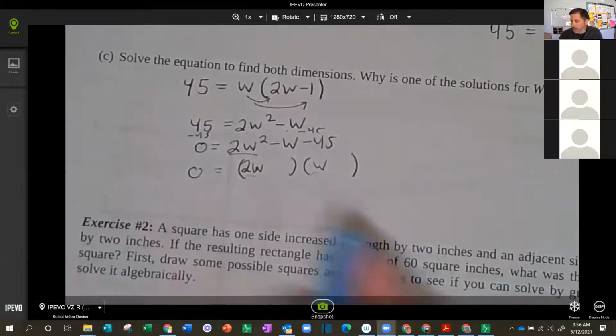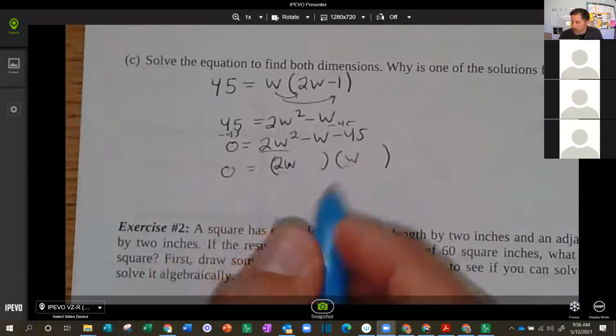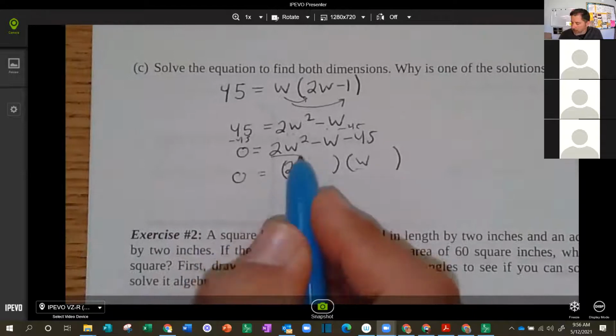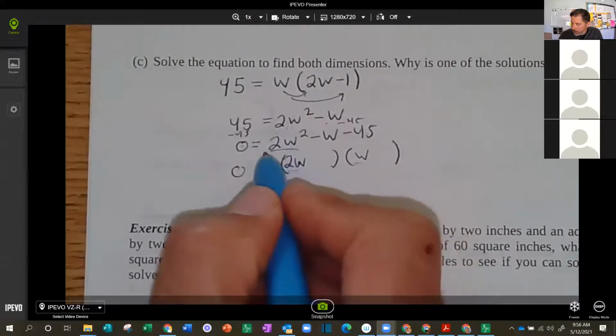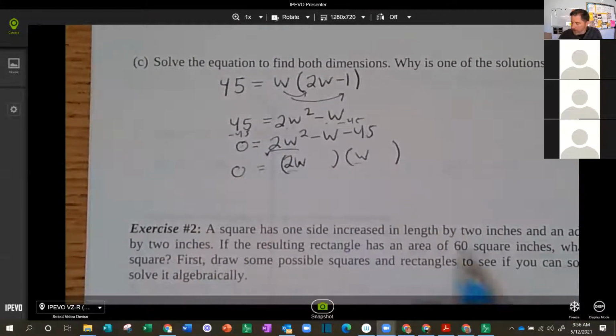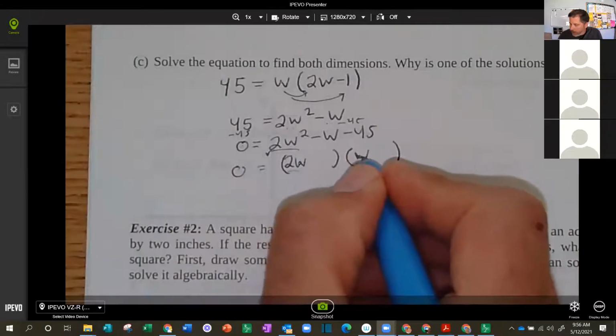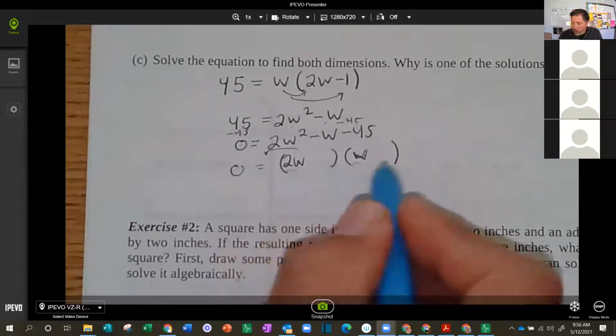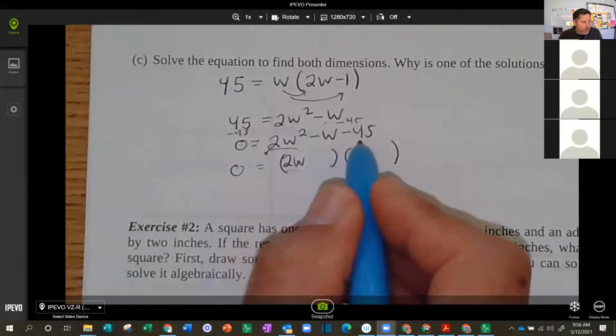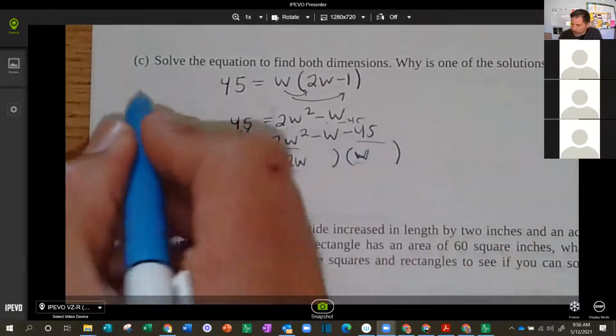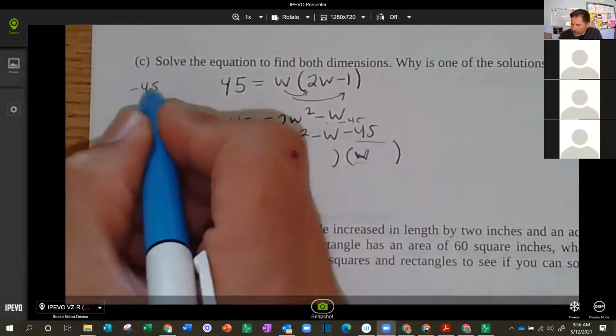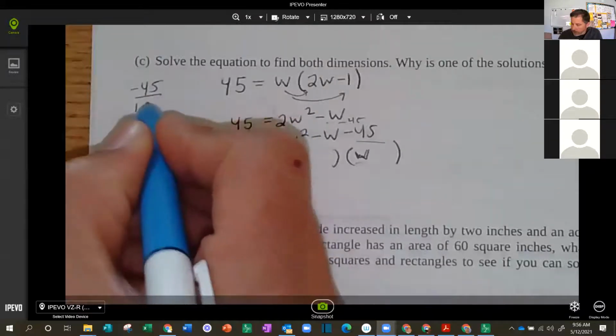So we were at the first step of factoring. If we did FOIL on this, we'd get our first step to be 2w squared. I was just trying to prove to you that that is the 2w. Now I need to somehow figure out what will go in these spots. Well, we know they have to multiply to be 45. So let me just write down the factors of 45.